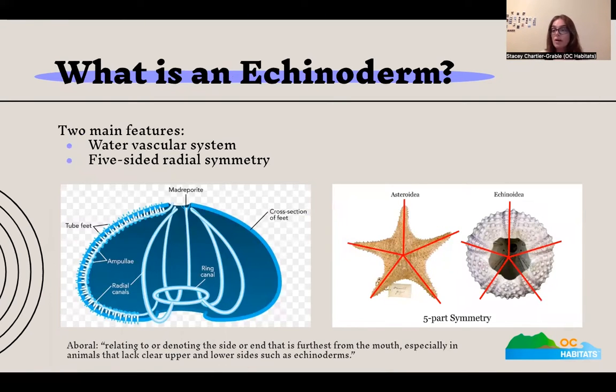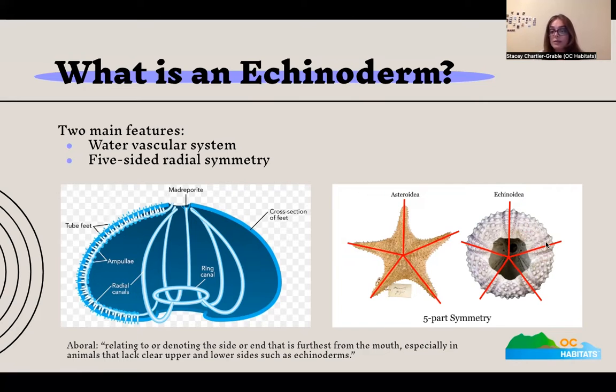So this is a bit more about what an echinoderm is and what makes it special. They have two main features that set them apart. The first thing, their water vascular system, and their five-sided radial symmetry is the other. So with their water vascular system, they essentially use water the way we use blood. They pull in water through this madreporite and distribute it through their radial canals and push it out to their tube feet. And I'll be talking about tube feet more later on. They have a lot of functions, but they use the water to extend and retract them.